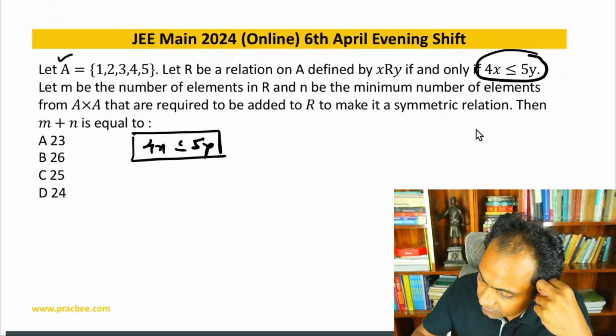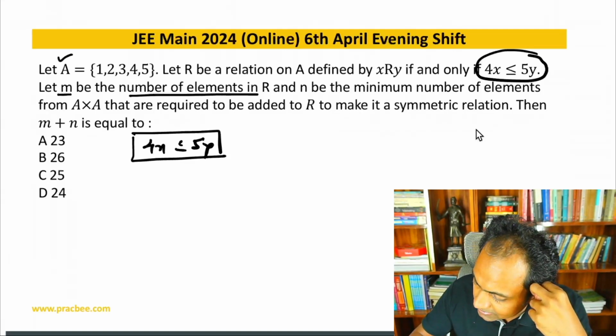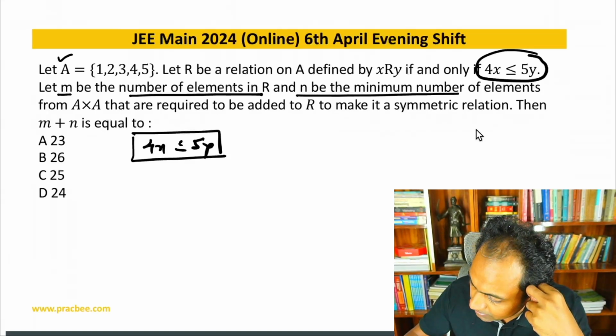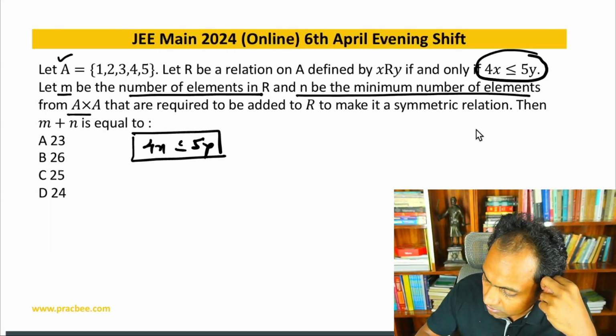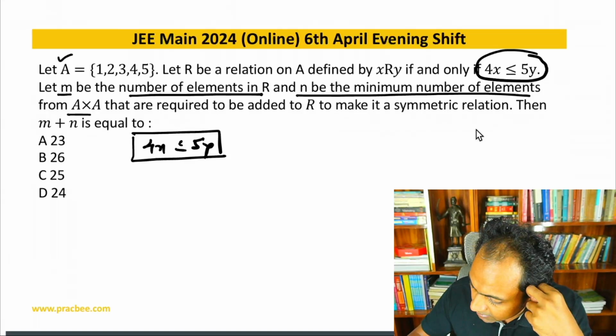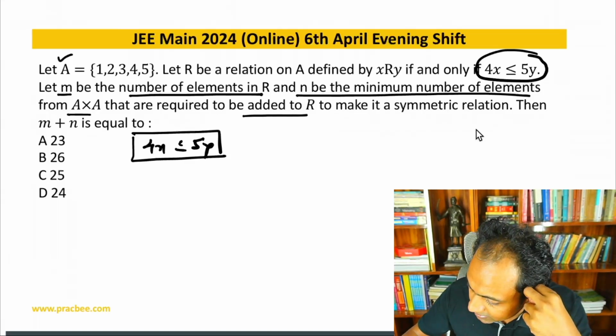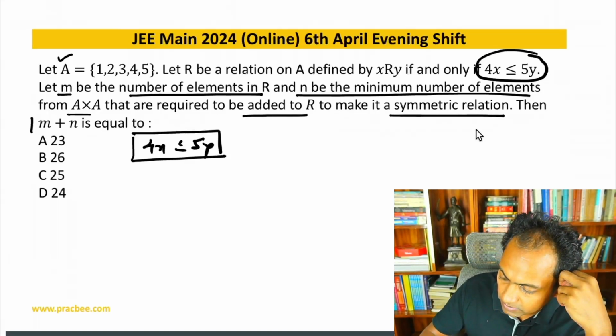Now what they are saying is, if m is the number of elements in relation R and n is the minimum number of elements required from A cross A that needs to be added to R to make it symmetric, then what is the value of m plus n?